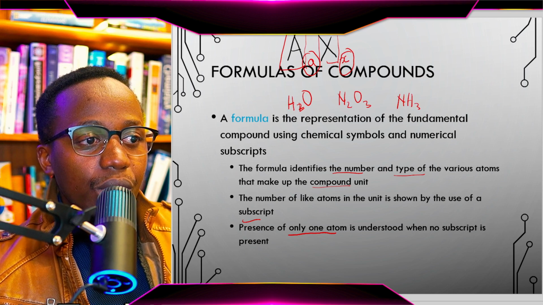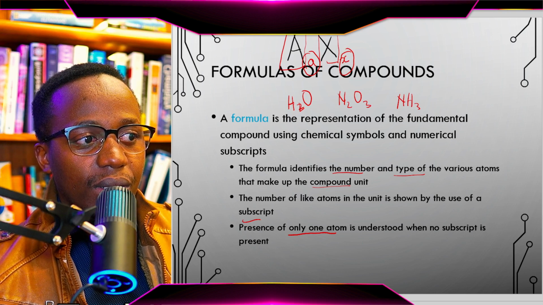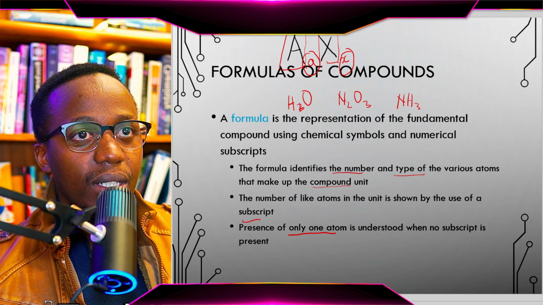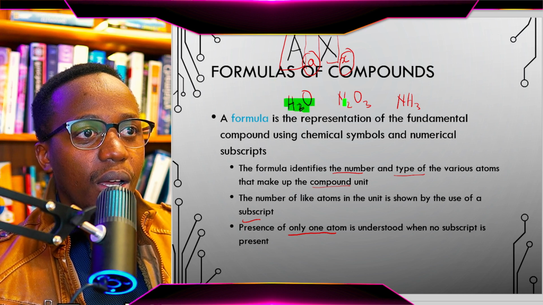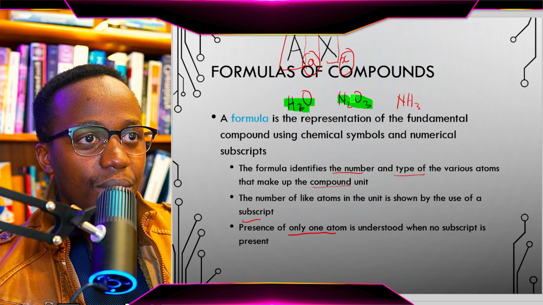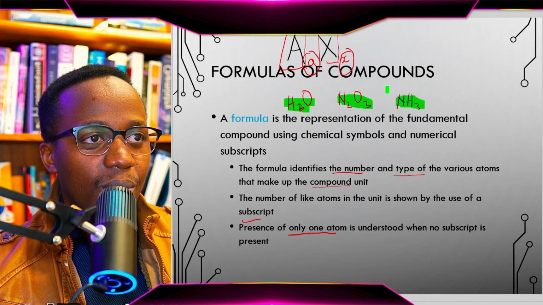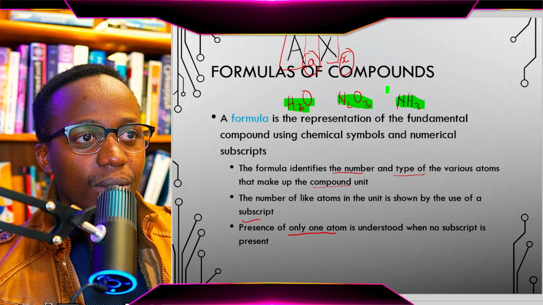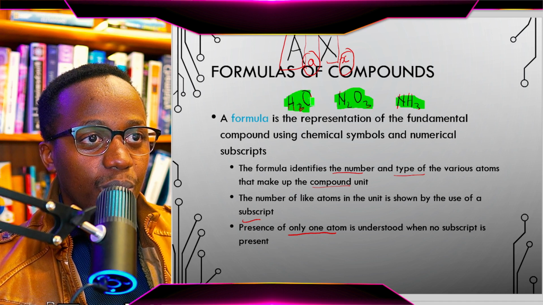Now, I want you to look at these examples that I gave you and see how they are all different. Why do we have this? For H2O it's 2 and 1, but for nitrogen and oxygen it's 2 and 3. What about nitrogen and hydrogen? Now it becomes 1 and 3. What is happening? What's happening is that they're following a certain rule that we need to know about.